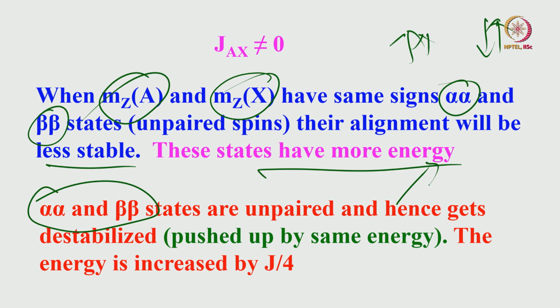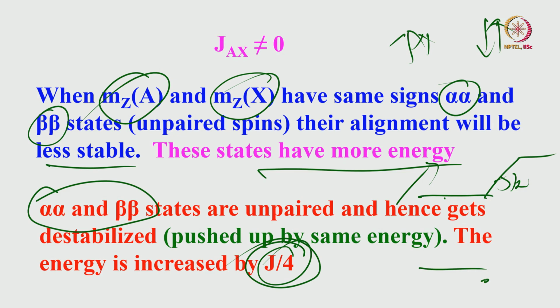How much is the energy state pushed up? By what is called J by 4. I will show you by picture. Please remember, when we consider the alpha alpha and beta beta states, the energy states are pushed up by J by 4. This is the energy state, it pushes up by J by 4, and this will be the energy state now. Similarly, if it is beta beta, it is pushed up by J by 4. This is the situation we are going to get for the unpaired states, unpaired spins.